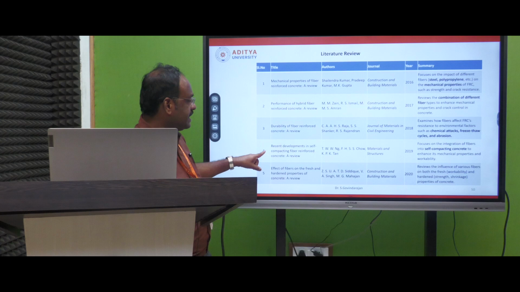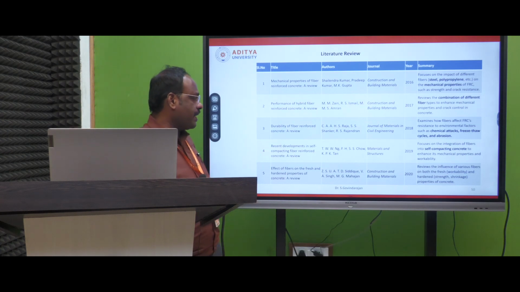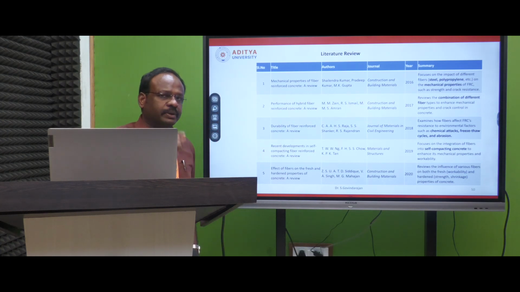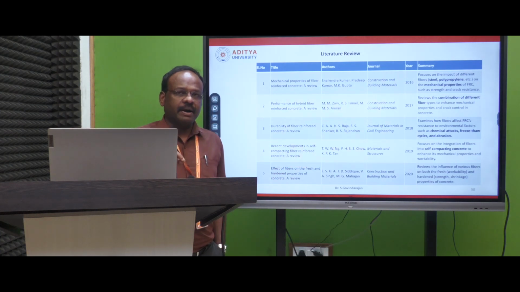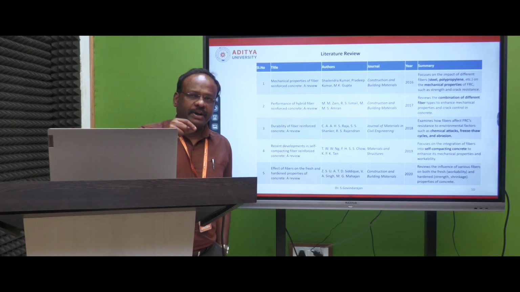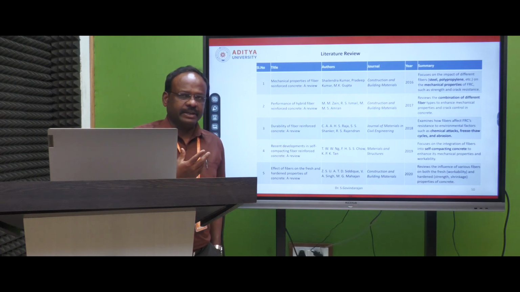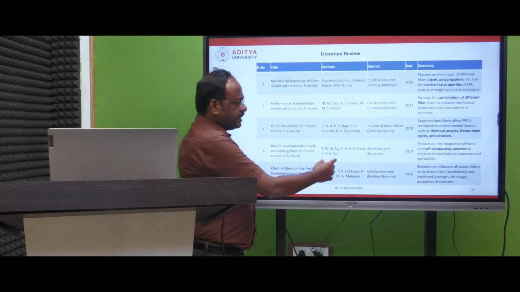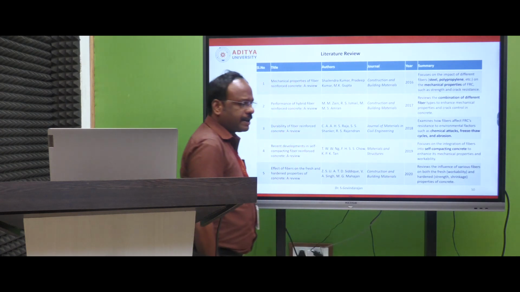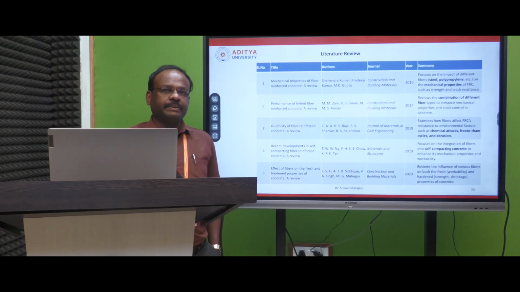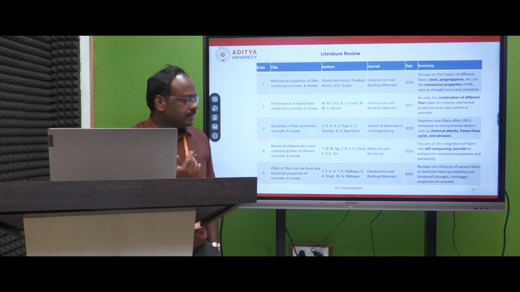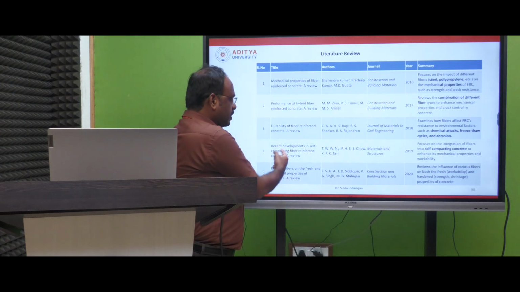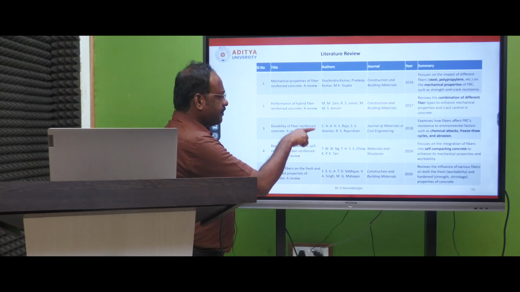The next one is recent developments in self compacting fiber reinforced concrete. Another one is there, where they also use self compacting concrete. They use fiber materials, and finally they take the mechanical properties and workability, because workability plays the main role for all types of testing. So they use self-compacting concrete with the addition of some fibers.